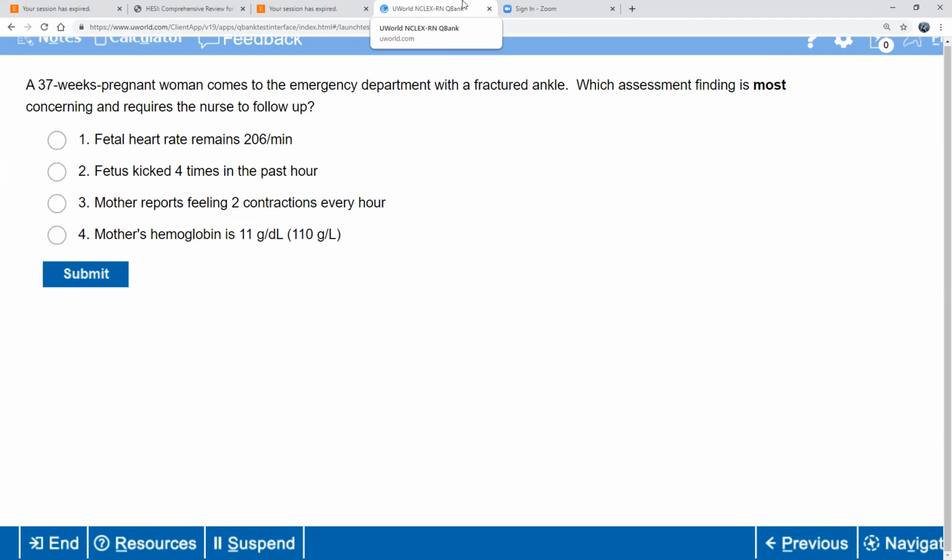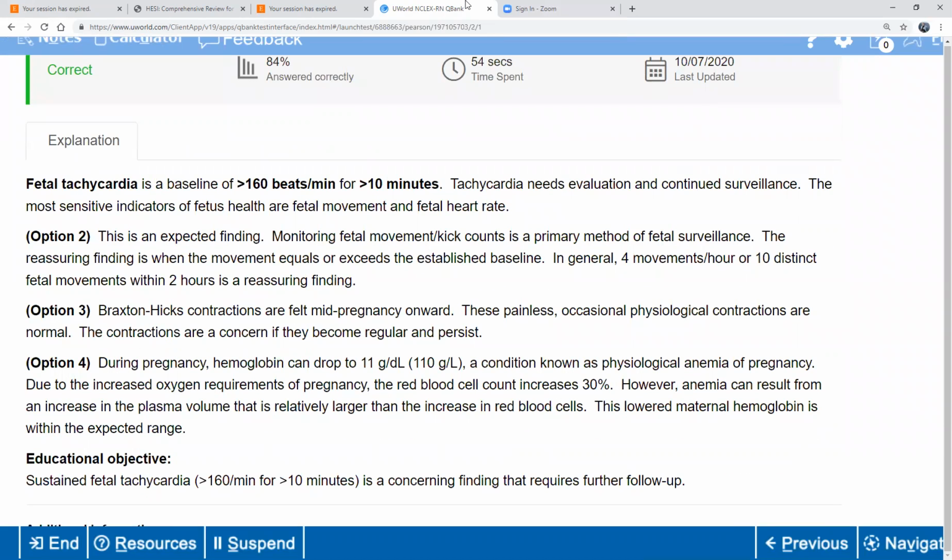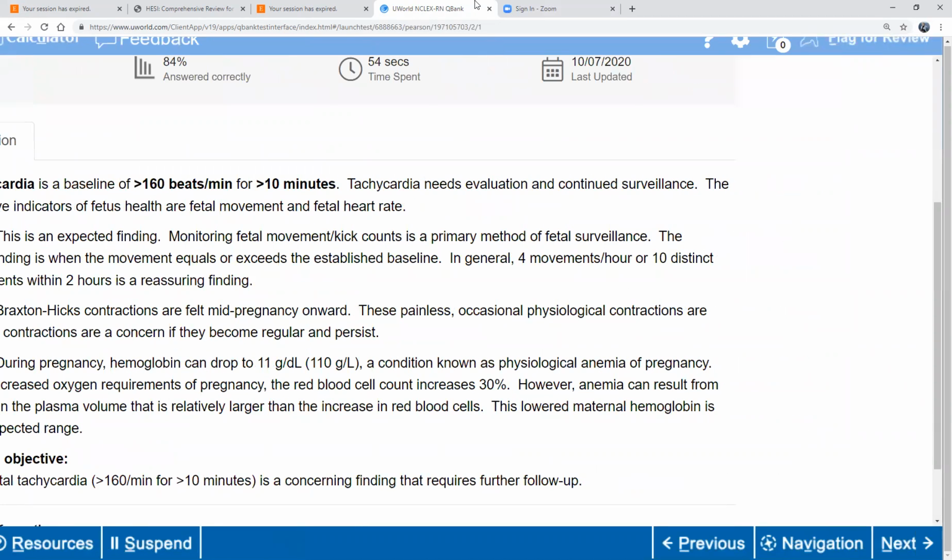The mother's hemoglobin is 11. Is it 1? So 1 is terrible. Yeah. This one is so heavy. It's 206.